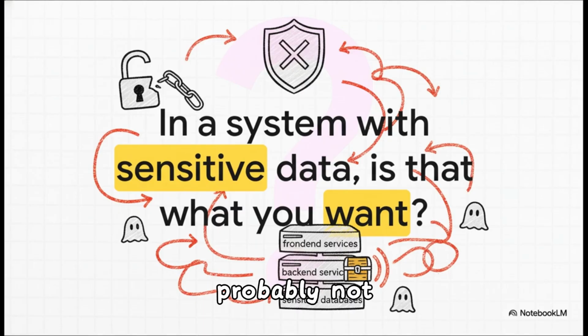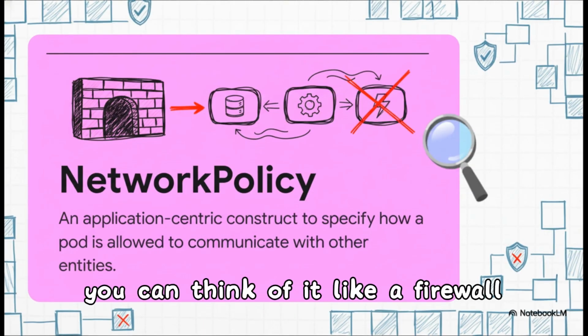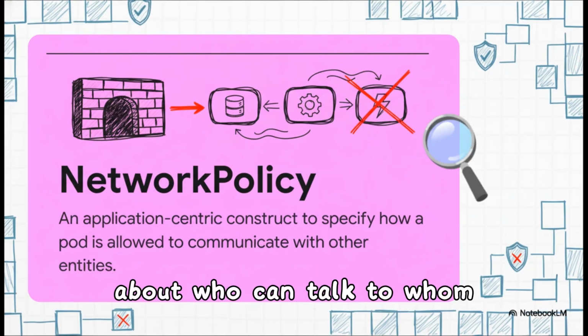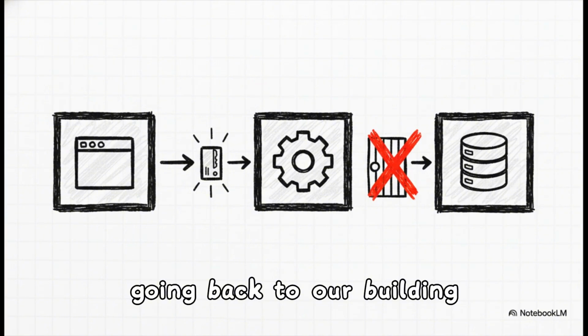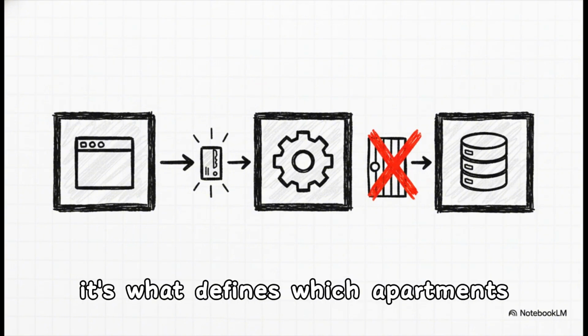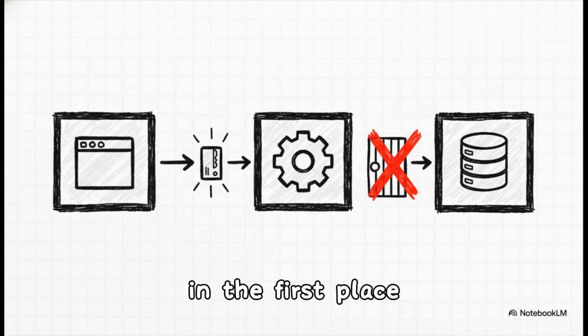Probably not. And this is where the network policy comes in. You can think of it like a firewall, but for your pods. It lets you write very specific rules about who can talk to whom. Going back to our building, this is basically the keycard and intercom system. It's what defines which apartments or pods are even allowed to communicate with each other in the first place.